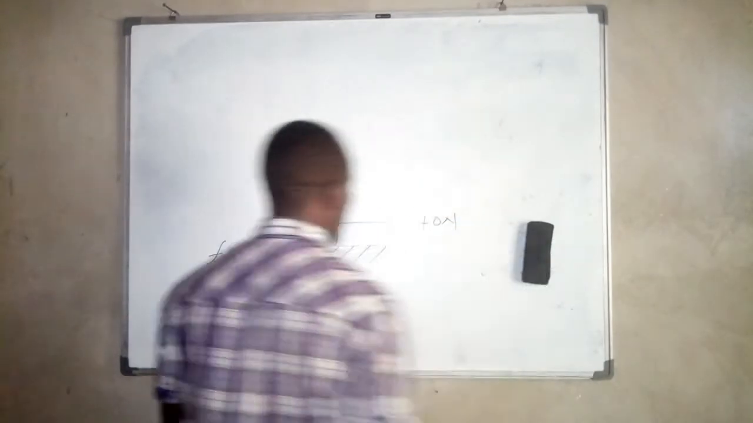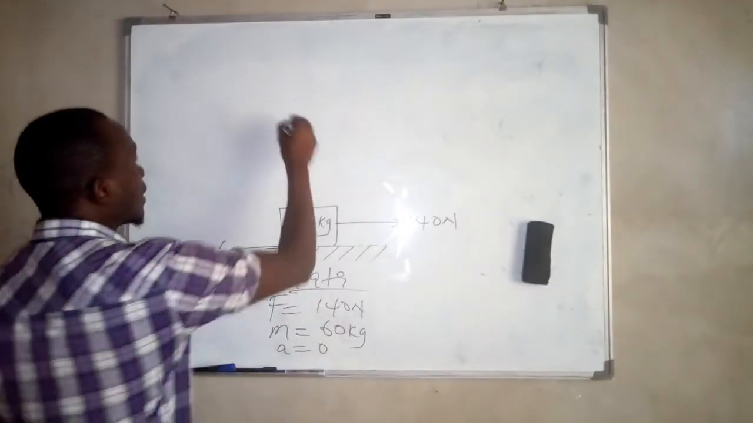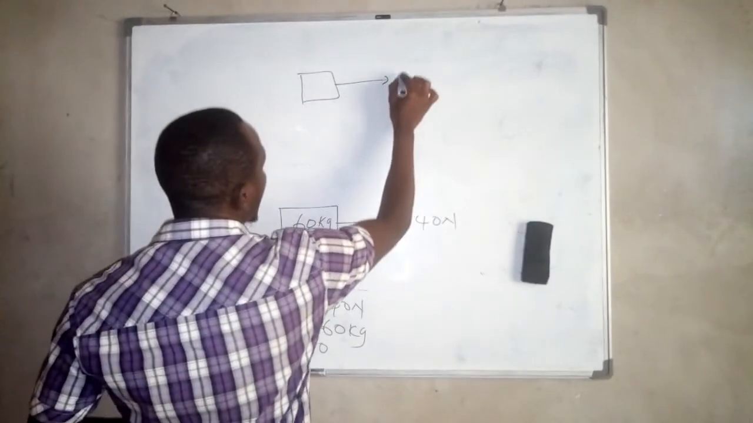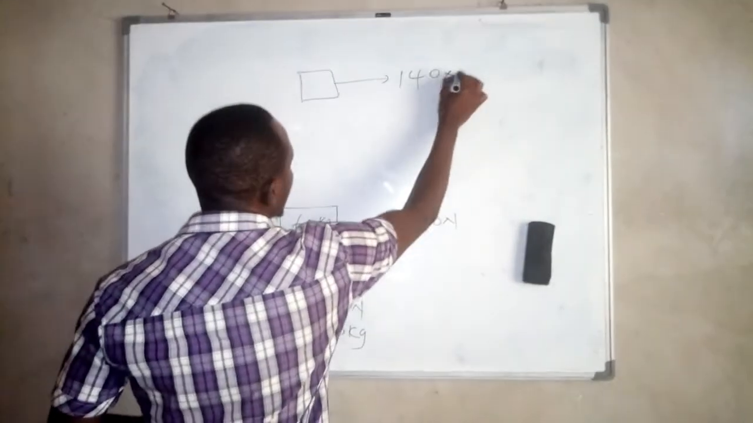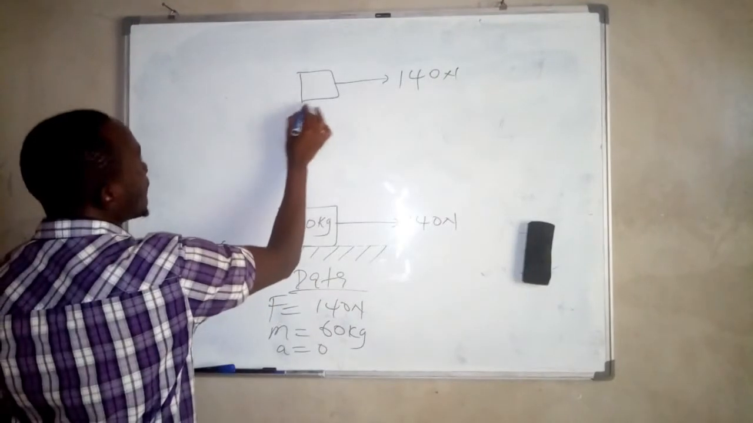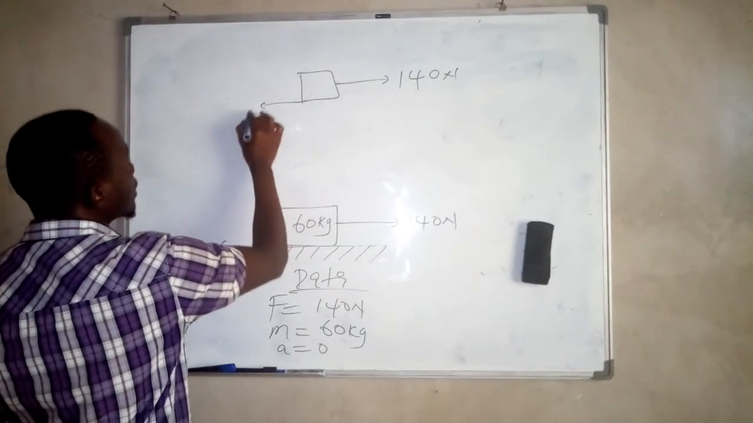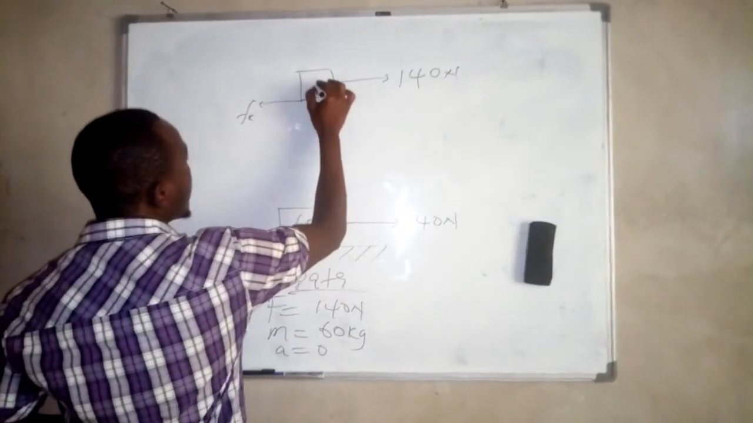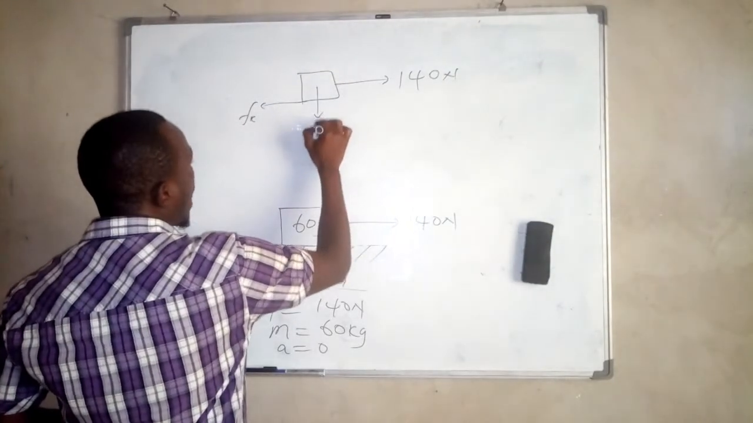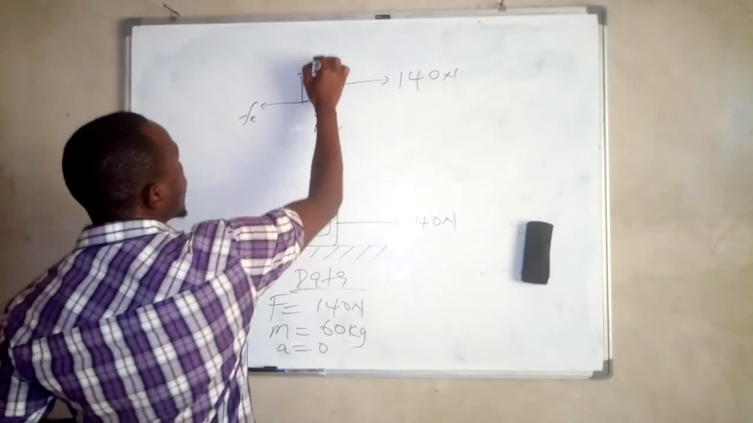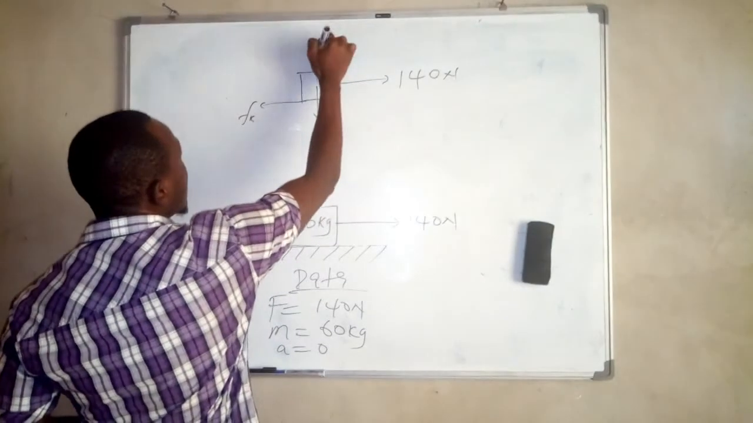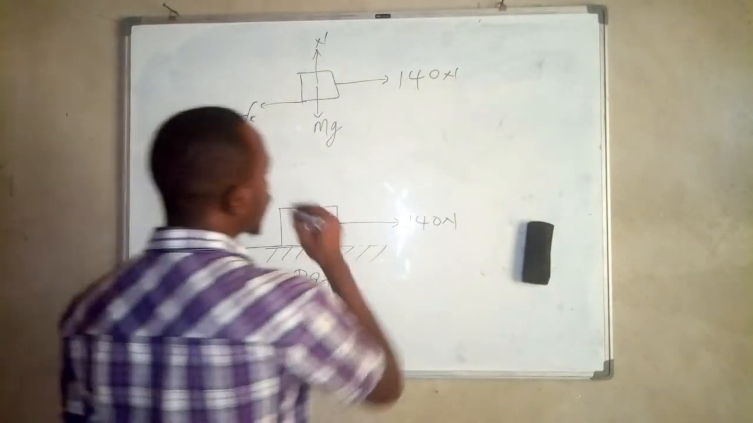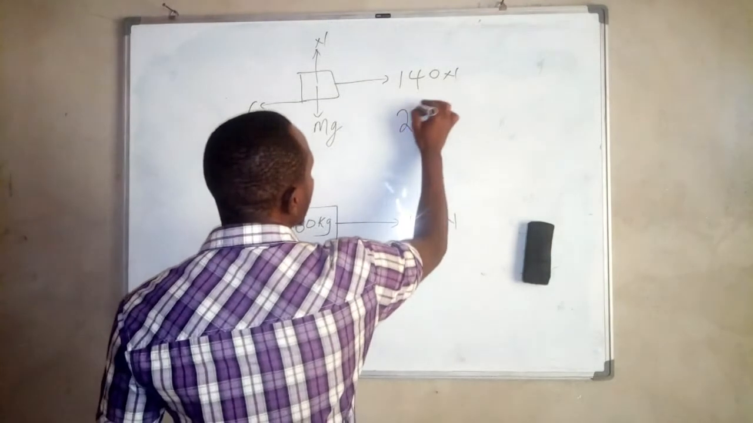We're going to proceed with a free body diagram. Here we have this force pulling in this direction, in newtons. Then we have the force that is opposing the motion, the force of kinetic friction, the friction force. Then we have the weight acting in the downward direction, and then we have the normal force acting in the upward direction.